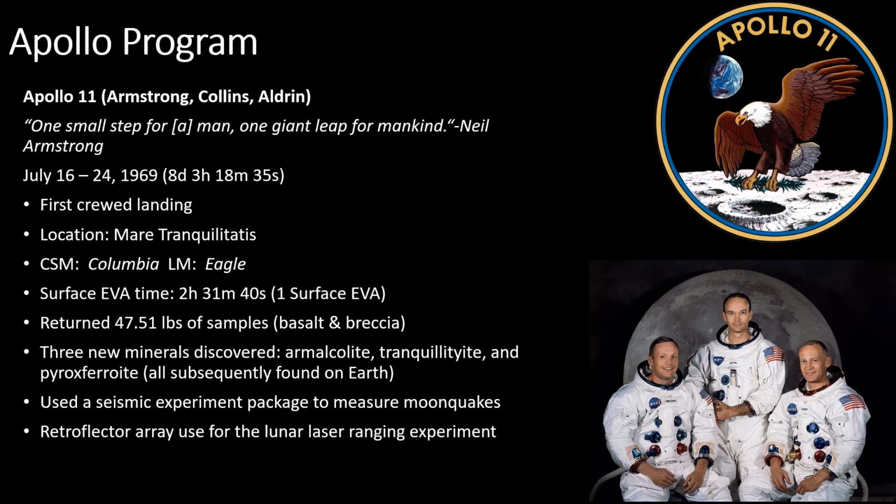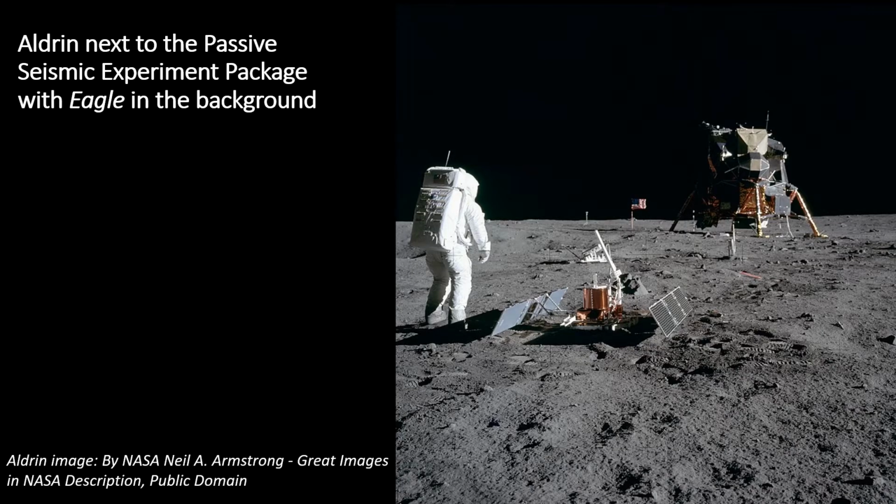The crew also used a seismic experiment package to measure moonquakes, and a retroreflector array, which was used for lunar laser ranging experiments. Here's a picture of Buzz Aldrin next to the Passive Seismic Experiment Package with Eagle in the background.